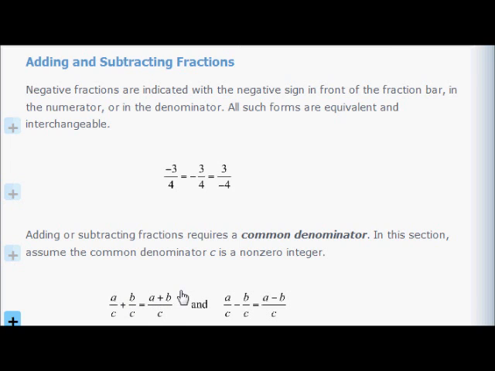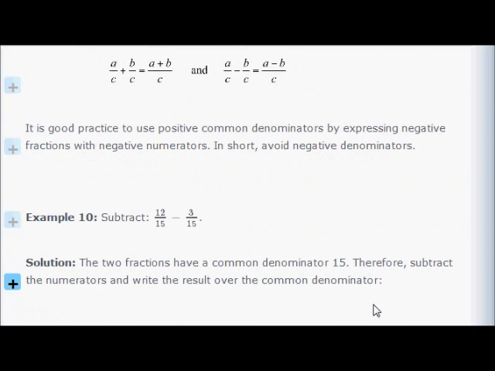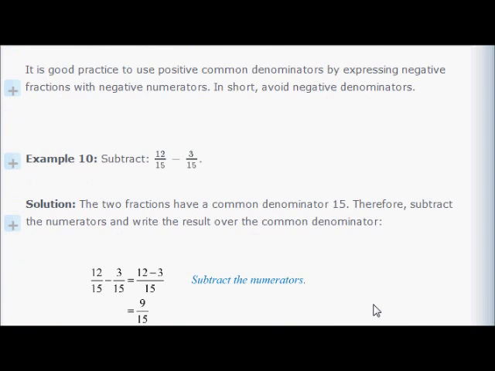It's good practice to use positive common denominators by expressing negative fractions with negative numerators. So avoid negative denominators. Okay? What does that mean? If you have a negative fraction, it's better to just throw that negative sign in the numerator. We don't want to have negative signs in the denominator. Even though we said up here that it's equivalent, negative 3 over 4 is the same as 3 over negative 4, we'd rather not have the negative signs in the denominator if we can avoid it, which we usually can.